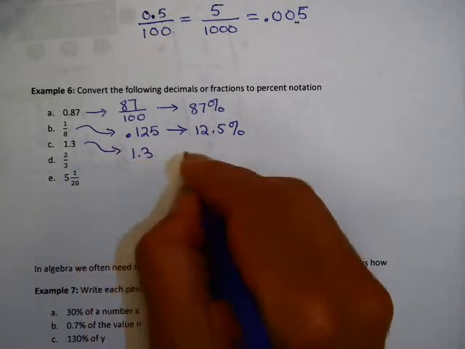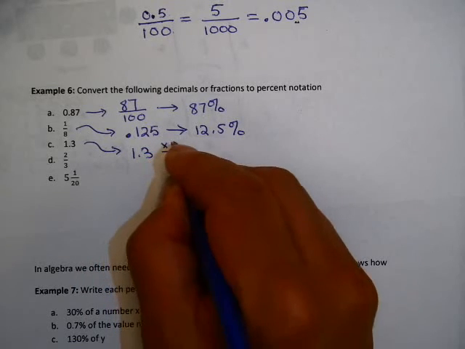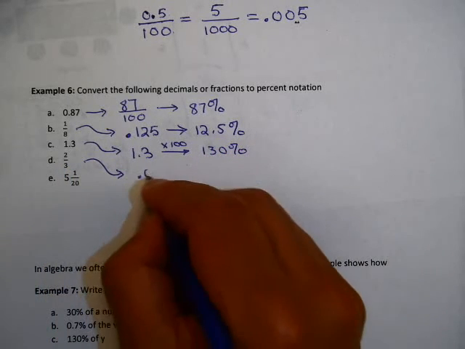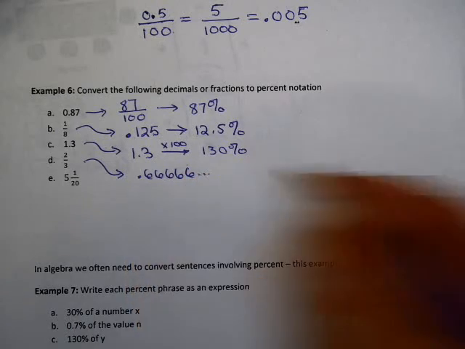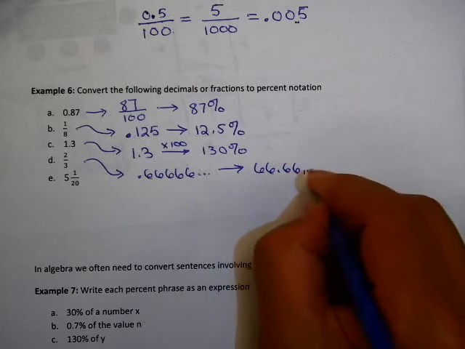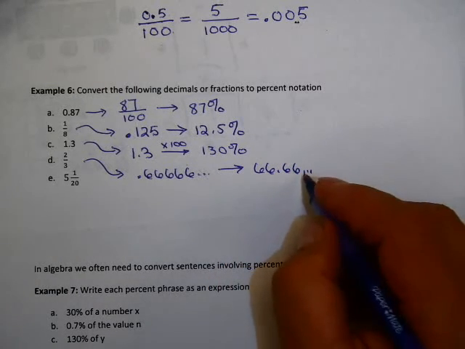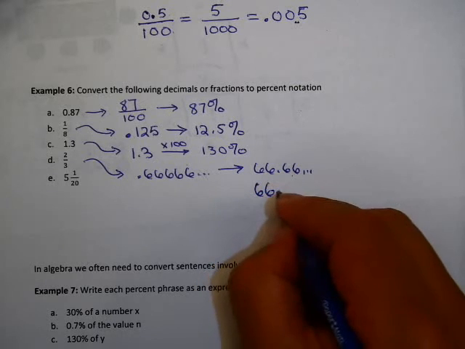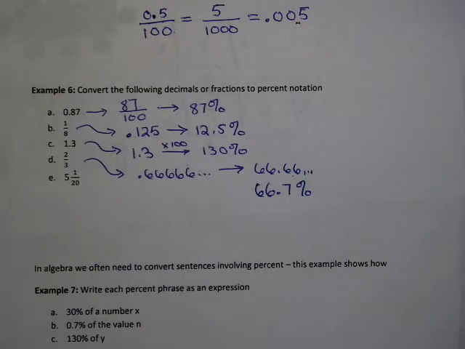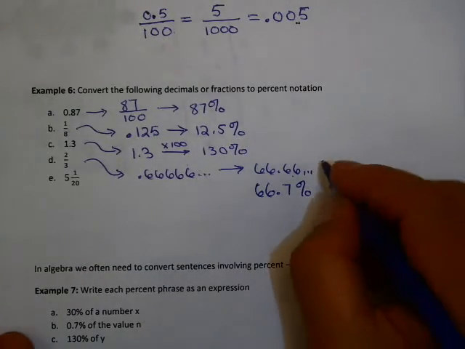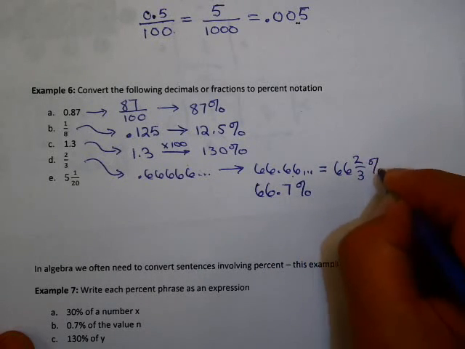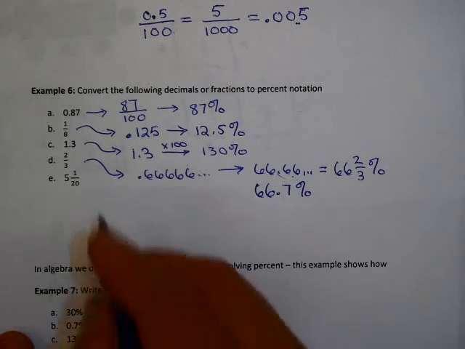1.3, again, I'm going to multiply by 100 and get 130%. 2/3 is 0.66666 repeated. Now, if I multiply by 100, I get 66.66 repeated. That's a little inconvenient to write, so typically we would round, say, 66.7%. It kind of depends on what the answer wants, though. Sometimes people write this as 66 2/3%, 2/3 being this entire repeating decimal here.